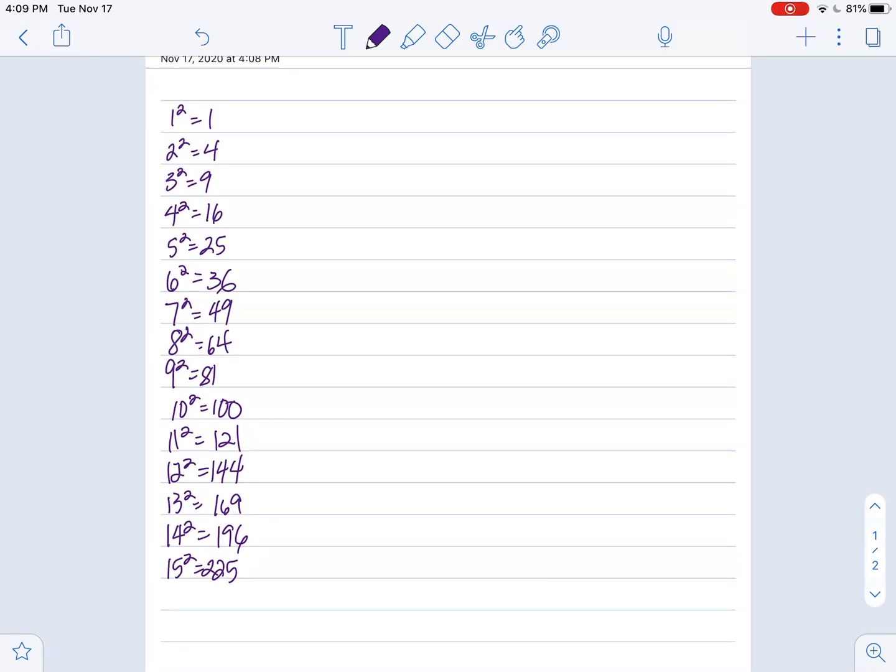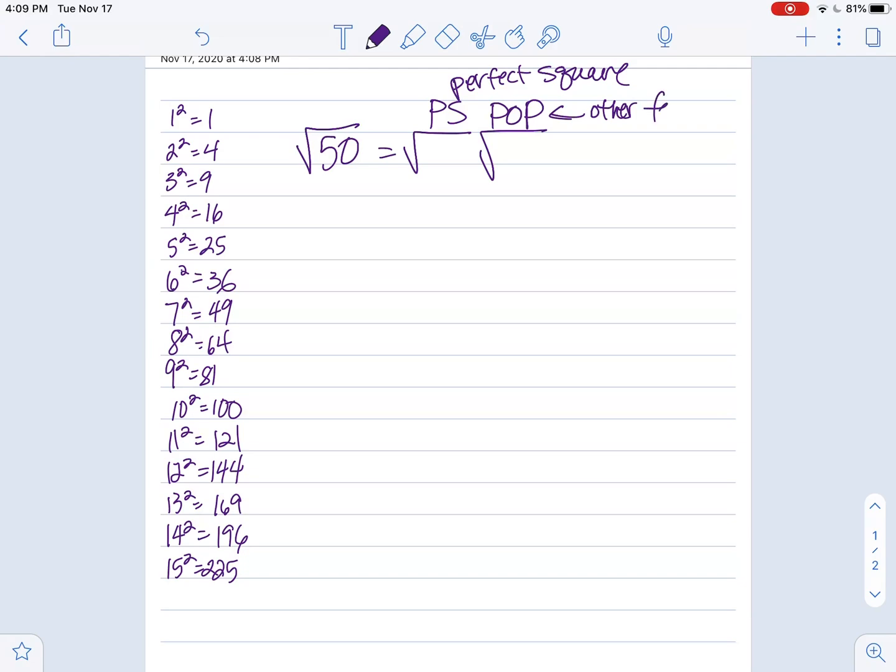So I believe one of your first problems is the square root of 50. What I do is called PS POP. Here's your PS, here's your POP. PS stands for perfect square. This POP right here is the other factor. So you're going to figure out what two numbers can be multiplied to get 50, where one of them is a perfect square.